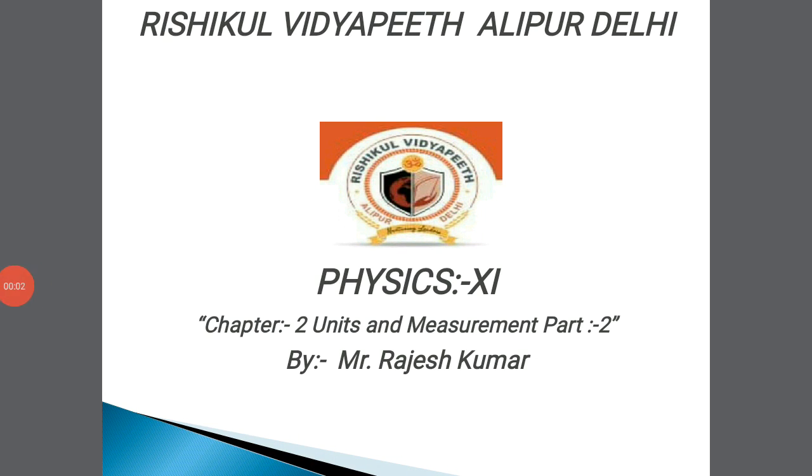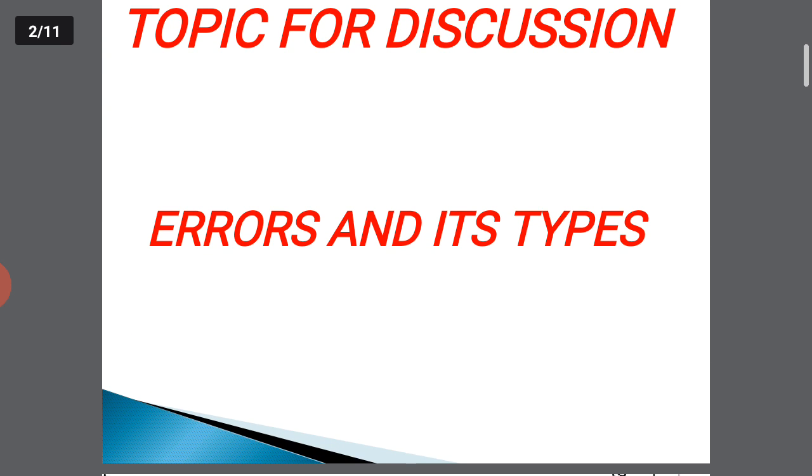Good morning, dear students. Yesterday we discussed units and measurement, characteristics of units, physical quantities, and other advantages of units. Today we will discuss errors and their types. Okay, so let's go forward.